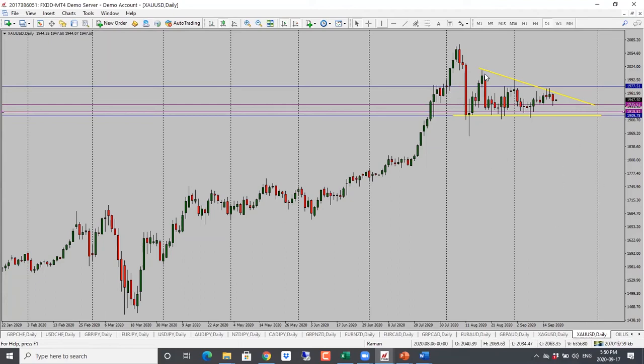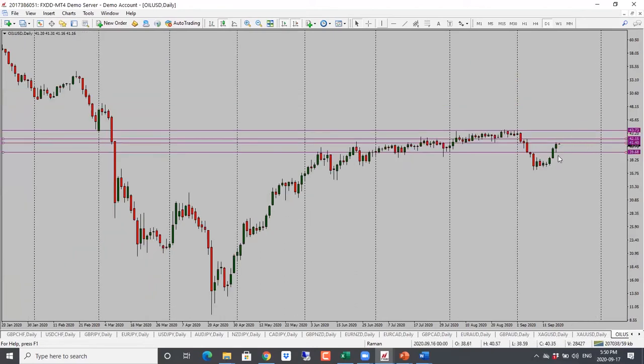It's still stuck in this triangle and in this sideways move. As we can see, it's just bouncing off of the levels of the sides of the triangle. No real direction at this point, so bias is neutral. For this one here, I will look for a bit of a pullback, potentially into 1950, and then if it holds, we're looking for a drop back into the support level here, but still within the range.